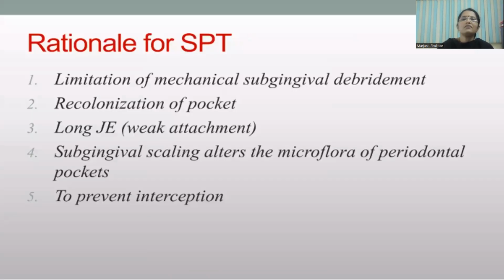Coming on to the rationale for SPT, we have 5 rationales. That is limitation of mechanical subgingival debridement, recolonization of the periodontal pocket, healing by long junctional epithelium, subgingival scaling alters the microflora of periodontal pockets, and to prevent reinfection. So these are all the 5 rationales of SPT.